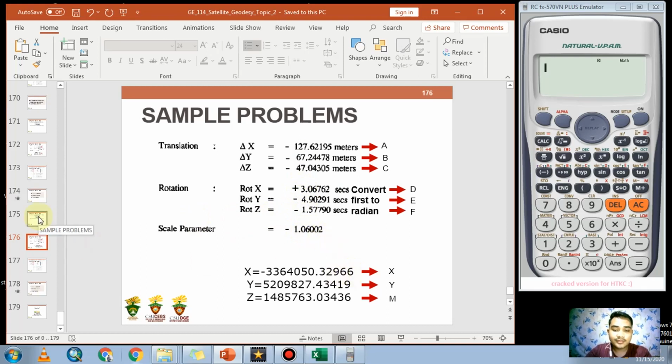So to do that, again, let's store the value, no? First is for translation x, so negative 127.62195.